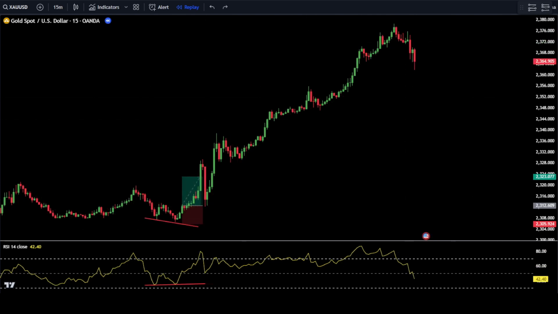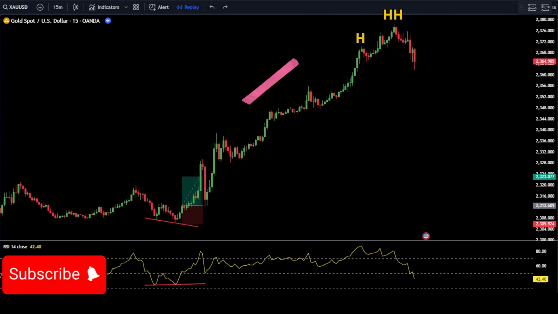How to place a sell order. If the market makes a bullish move forming a structure of a high and a higher high, you can observe the movement of the RSI indicator. If, at the same time, the indicator movement is opposite to the price movement and forms a new high and a lower high, this is a sign of bearish divergence.